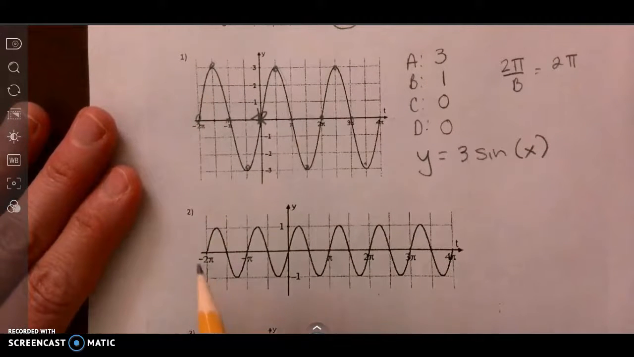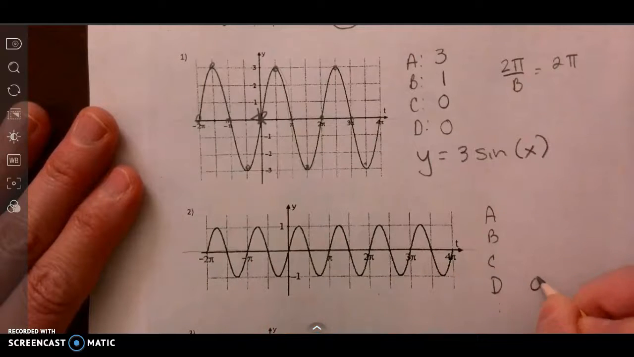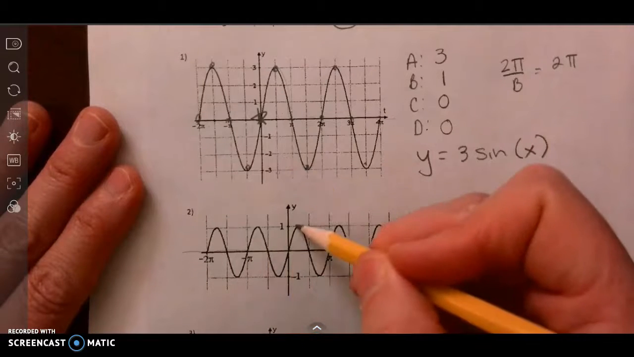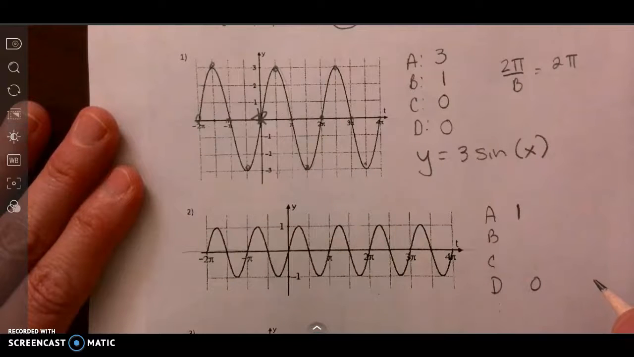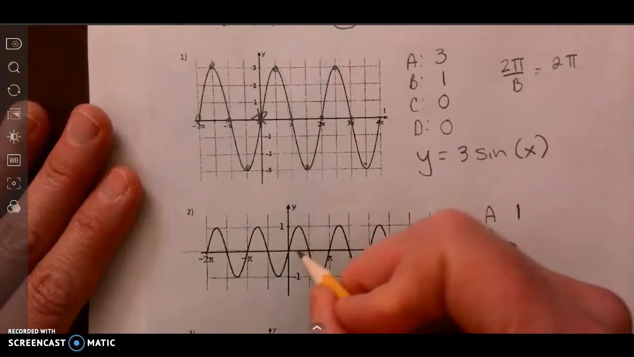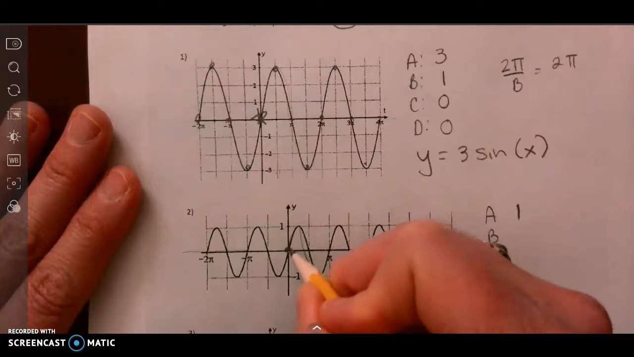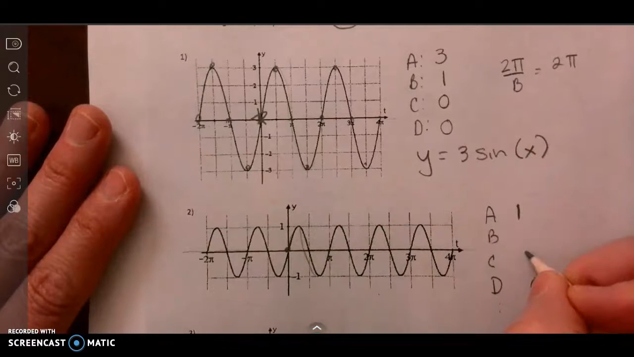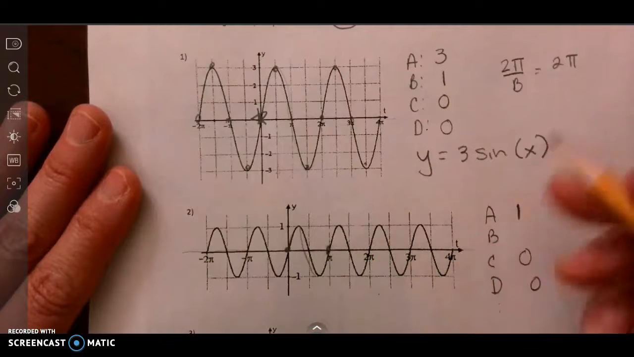Number 2. Again, looks like my axis didn't move. Let me write my A, B, C, and D values. I'm 1 up and I'm 1 down, so my A value is 1, my amplitude. Again, it looks like the sine curve did not move over. It started right here on the axis, so no phase shift. And the period, though, is only pi. It ends right here before I start my next sine curve.